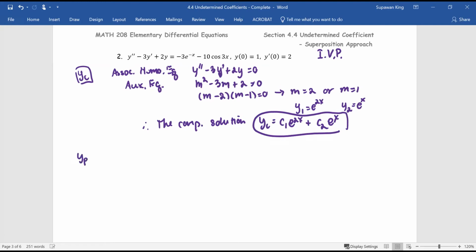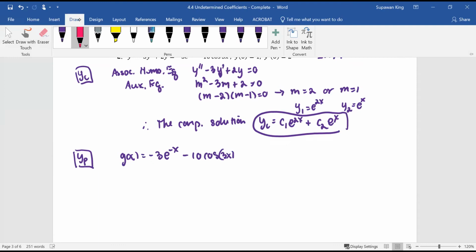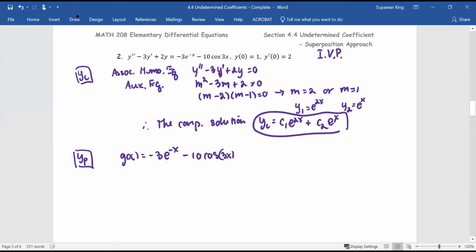Next, step 2, we find yp, or the particular solution. Consider g(x) in the form of negative 3 e to the negative x minus 10 times cosine of 3x. From the solutions y1 and y2, we have the exponential e to the negative x, but e to the negative x is not the same form as e to the 2x, or as e to the x. So the exponential form is not repeated. Also, there is no cosine or sine term as part of the complementary solution. So therefore, this is case number 1.